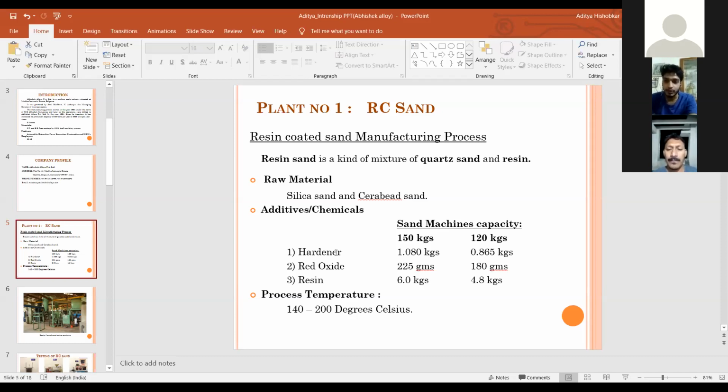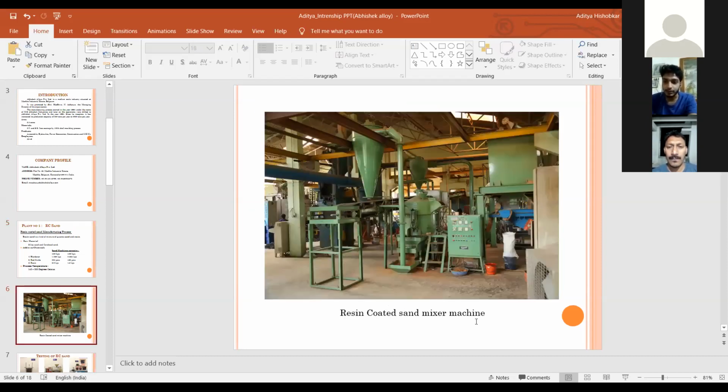They were mixing hardener with red oxide in this proportion first, heating it for 2 minutes, and then adding resin. Then the cycle time was 8 minutes, and this was the machine used, the resin coated sand mixer machine. The total cycle time was 15 minutes.